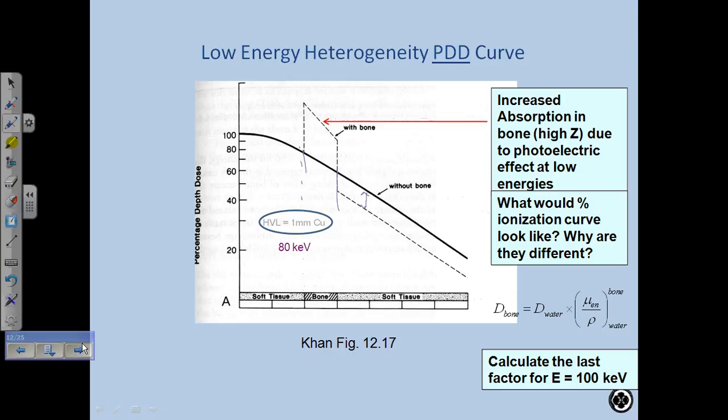Okay. So now, a hypothetical situation. What would the percent ionization curve look like? So this is the PDD, but what if you've got a hypothetical chamber that can scan through bone? Okay, so you're doing a PDD, you've got a water tank, and you've got a hunk of bone in the water tank, but this chamber is able to go through the bone. What would that percent ionization curve look like? We know what it looks like in water. It just looks like a PDD. Percent ionization looks very similar to PDD with photons. What would it look like if it's able to go through bone?